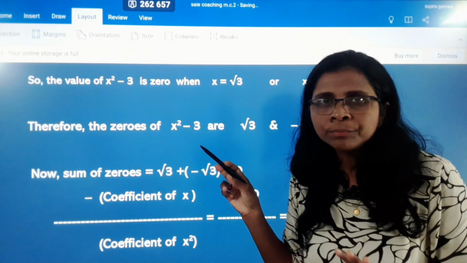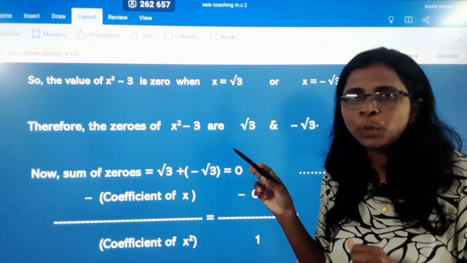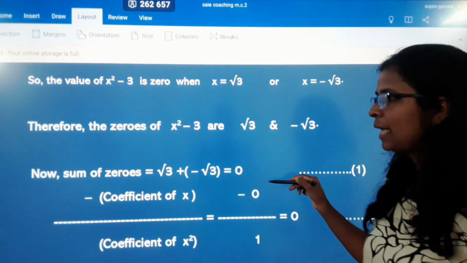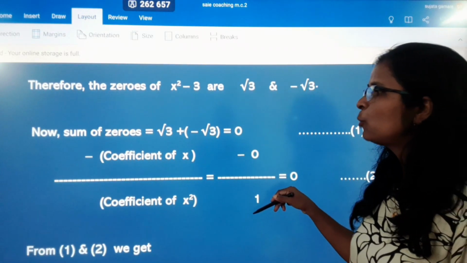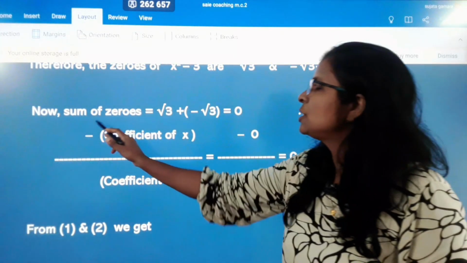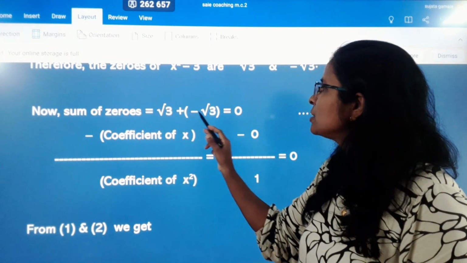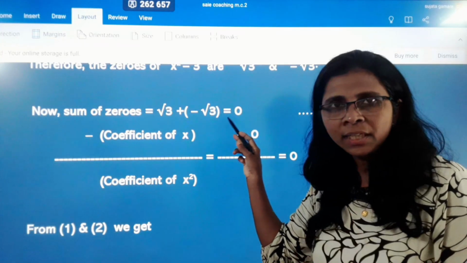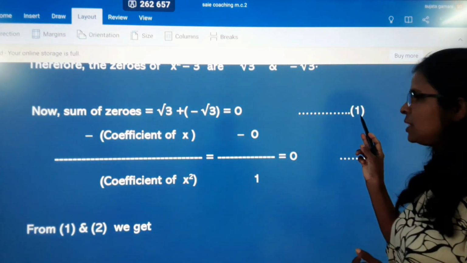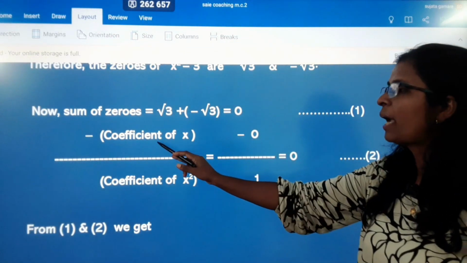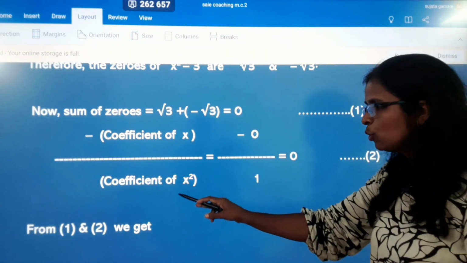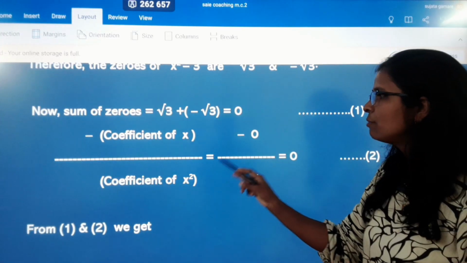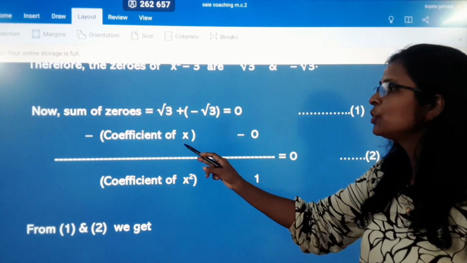Okay, we get the zeros of the polynomial. Now our task is to find the sum of the zeros. So the sum of the zeros is root 3 plus minus root 3, so root 3 minus root 3, that is 0. Call it the first equation. Now minus coefficient of x upon coefficient of x square, which is equal to minus coefficient of x.